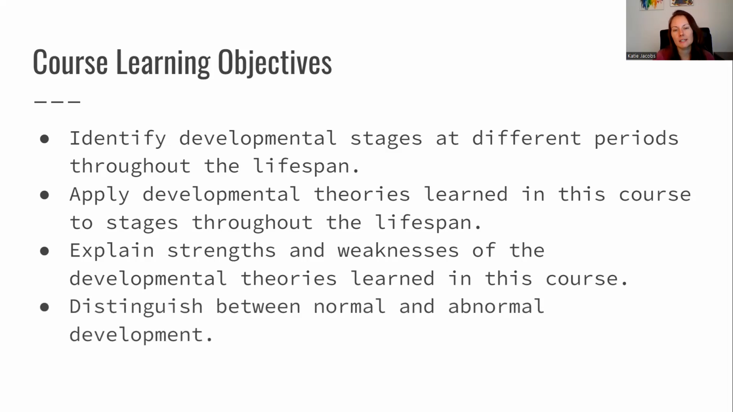I also want you to be able to distinguish between normal and abnormal development. So lifespan development actually pairs really well with another course, sometimes called abnormal psychology. Sometimes that same class is also called psychopathology or developmental psychopathology. So in lifespan development, we look at typical development, while an abnormal psychology or psychopathology course looks at atypical development across the lifespan.